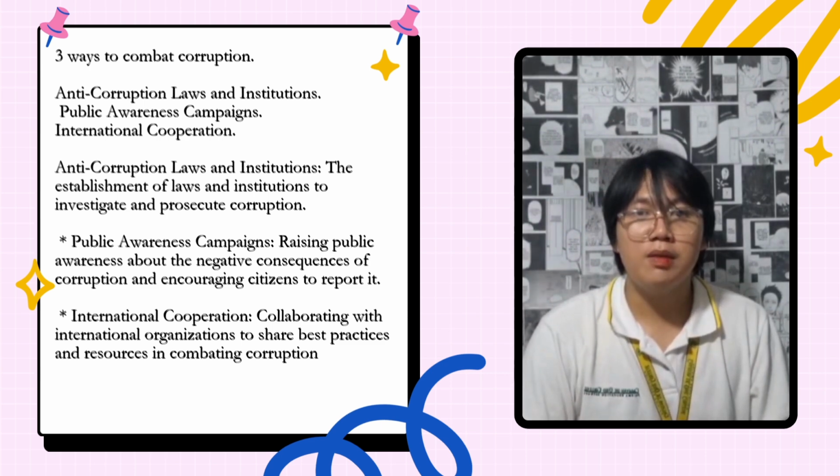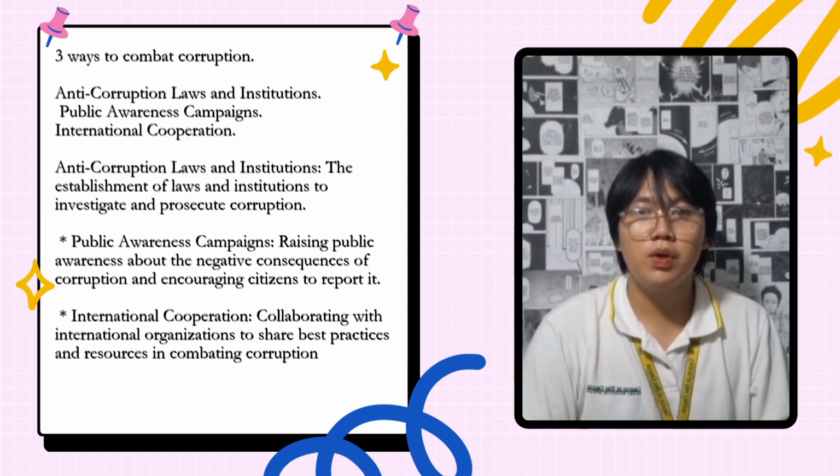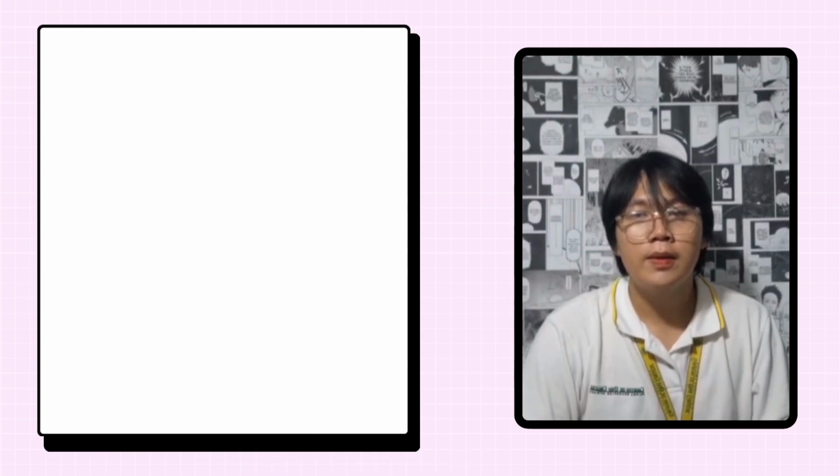Next is the public awareness campaign, which means raising public awareness about the negative consequences of corruption and encouraging citizens to report it. Third is international cooperation, collaborating with international organizations to share best practices and resources in combating corruption.